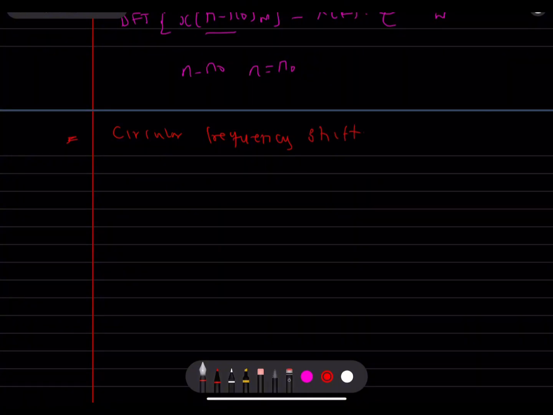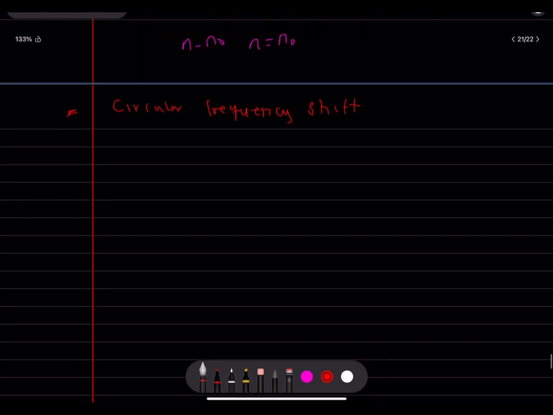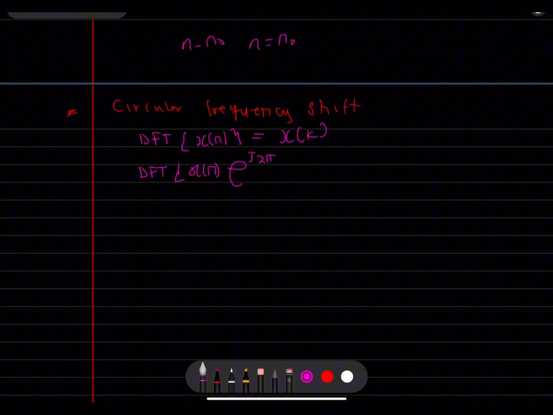For the circular frequency shift property, it states that if the DFT of x of n is equal to X of k, as we know already, then we can conclude that the DFT of x of n multiplied by the exponent of j 2 pi over N l n is equal to X of k minus l.